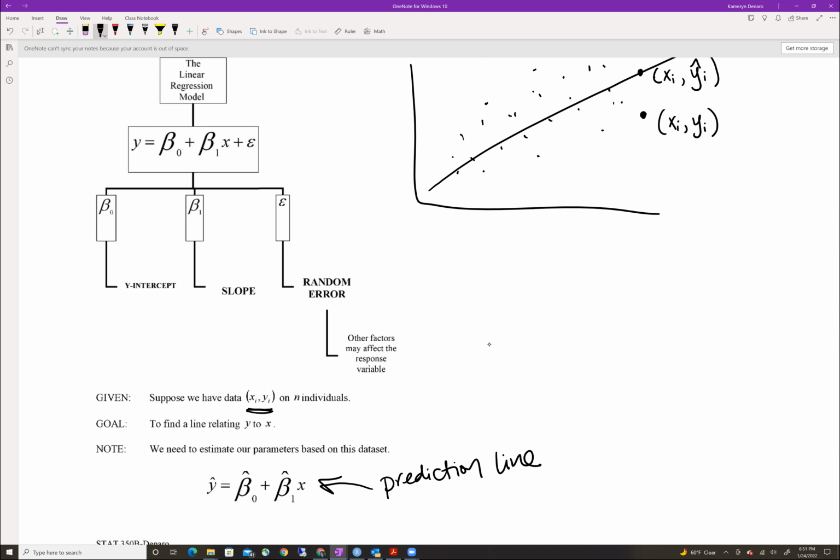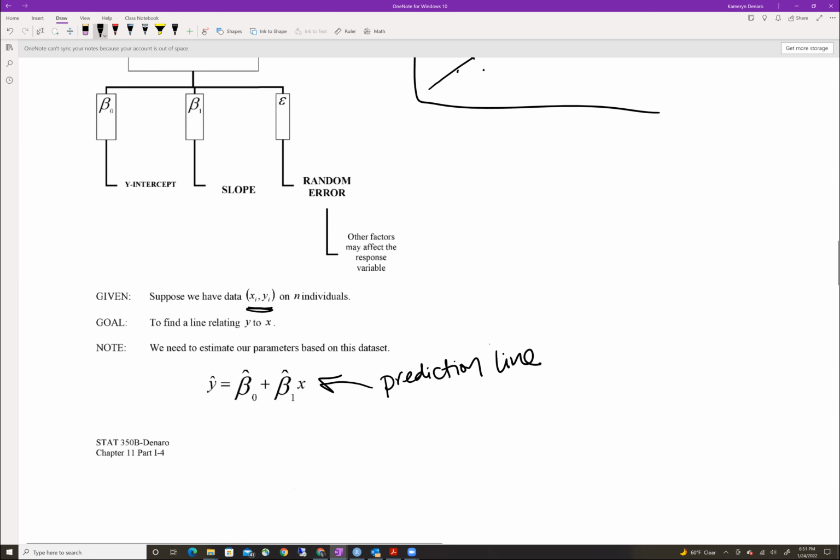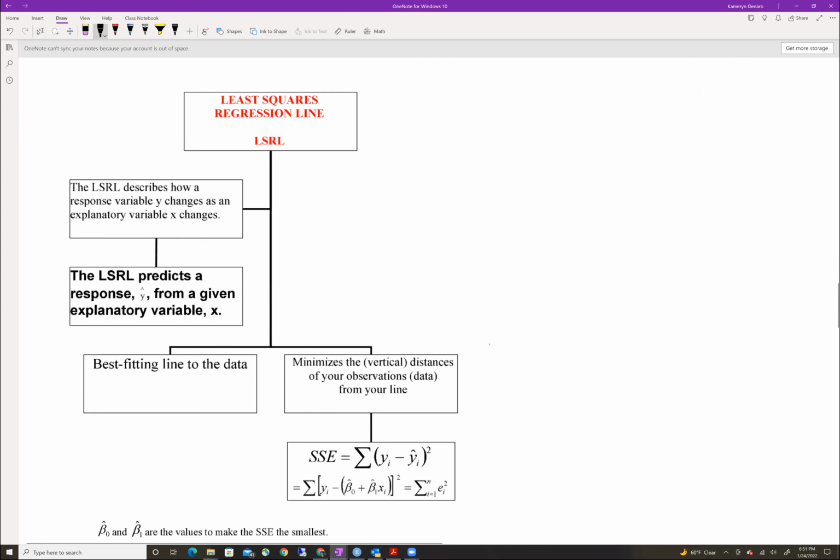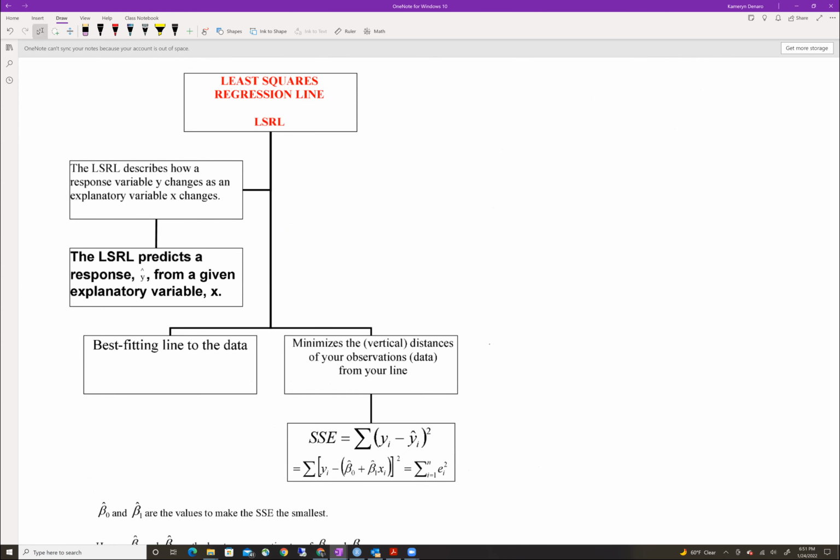Okay. This is just simple linear regression right now, so we're just looking at one value of X relating to Y. In future chapters, we'll have lots of X's with a single Y. Our least squares regression line describes how our response variable changes as the explanatory variable X changes. We're going to get a predicted response y hat from a particular explanatory variable X. It's the best fitting line to the data, but how is that found?